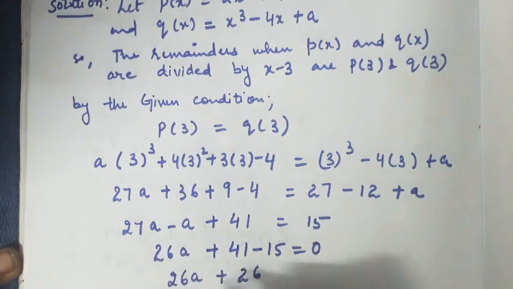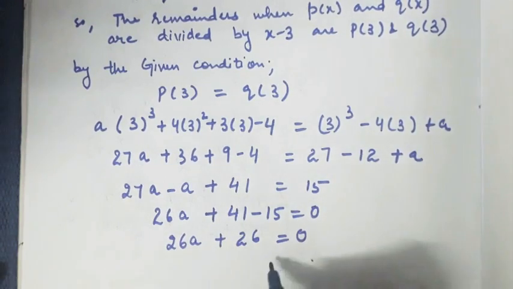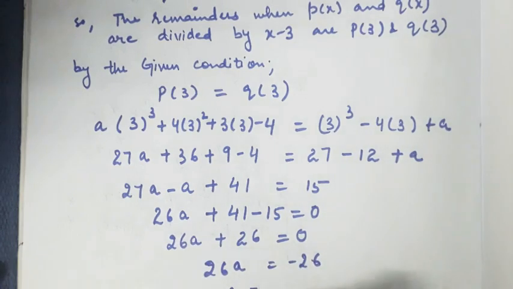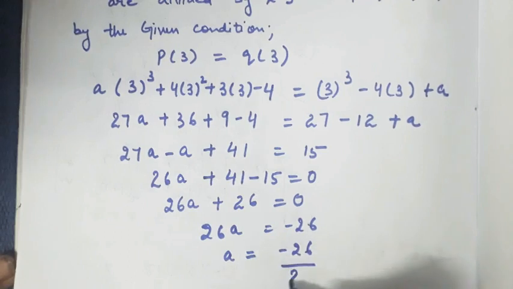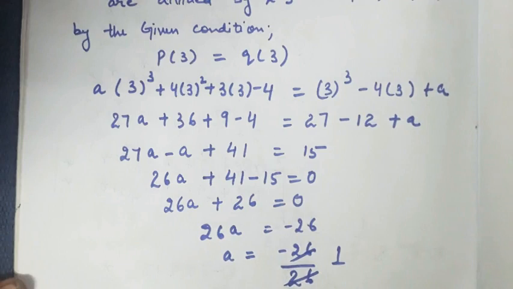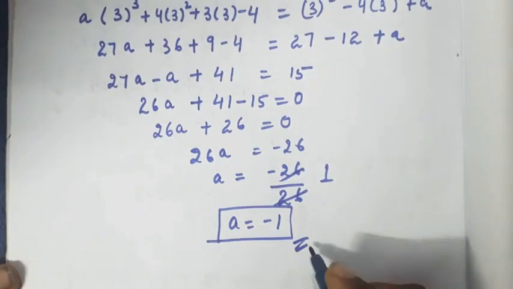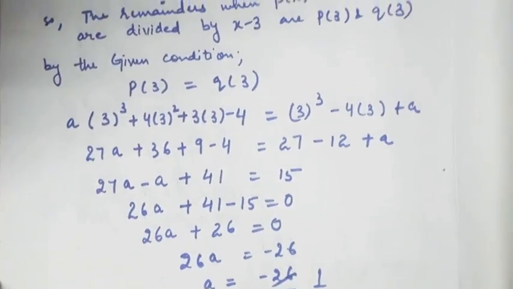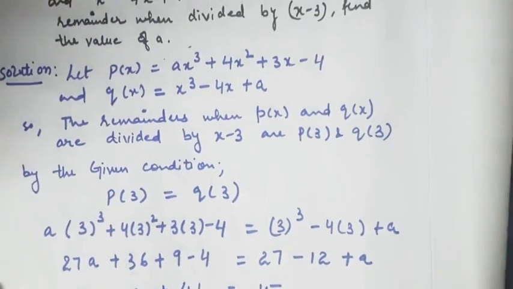Okay, we need to find the value of a from here. So I can transfer 26 to the other side, that is 26a equals minus 26, and by shifting 26 to this side, I get a is equal to minus 1. Okay, so this is the answer. I hope you all have understood the remainder theorem concept and the questions I have taught. If not, please go through the video again.